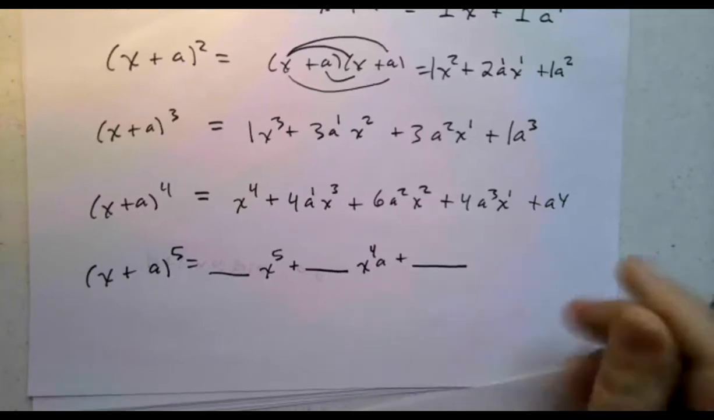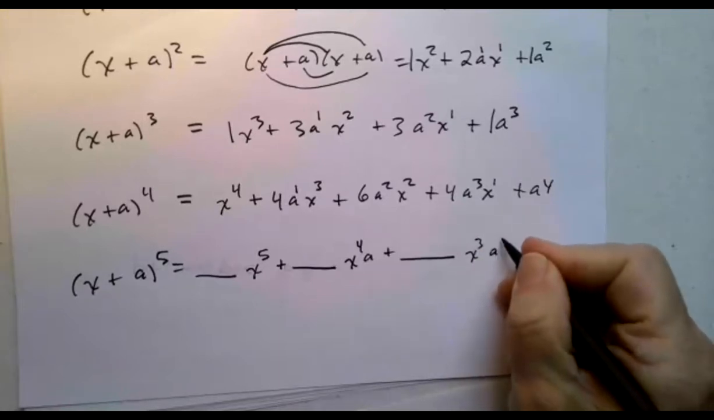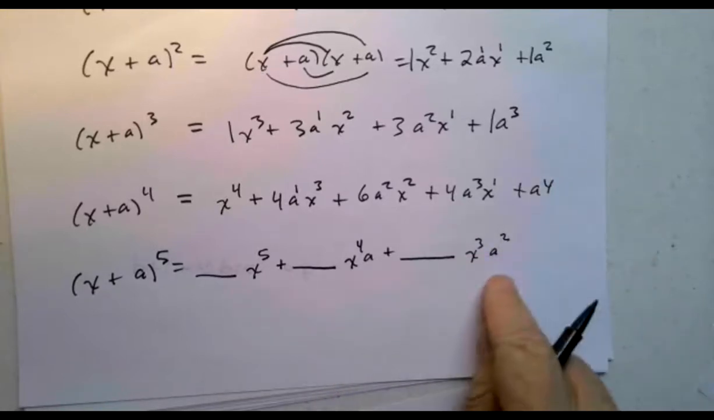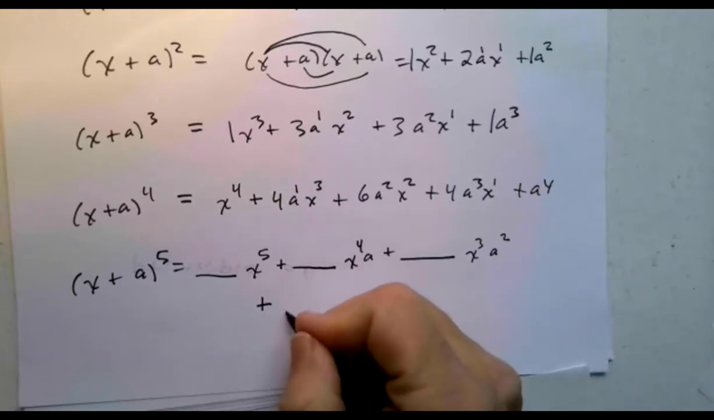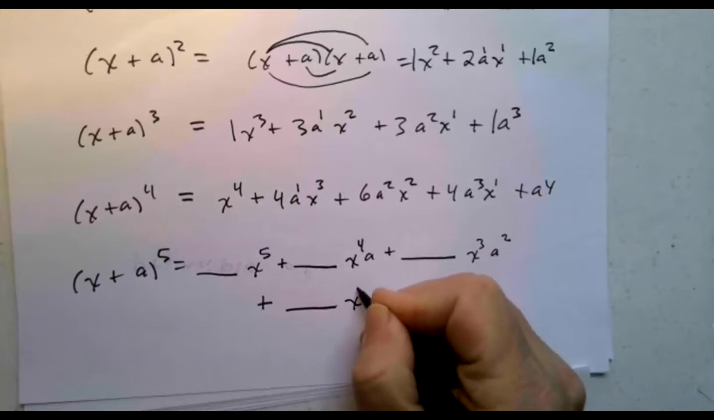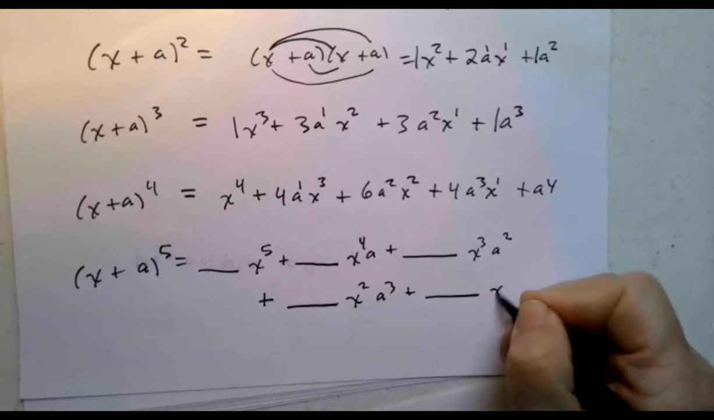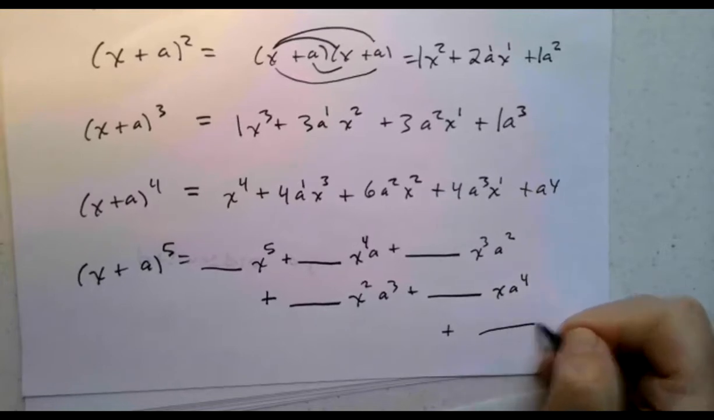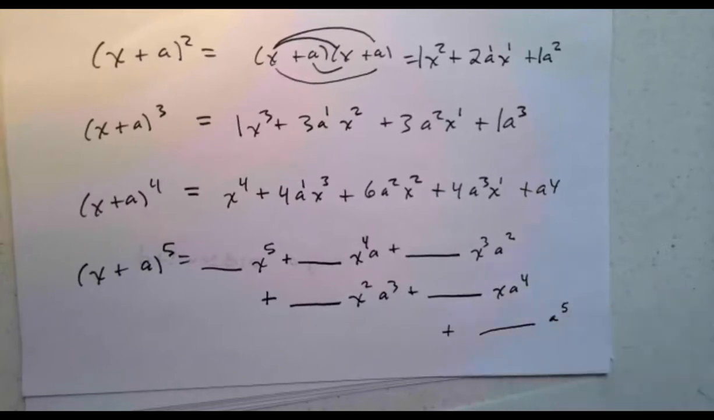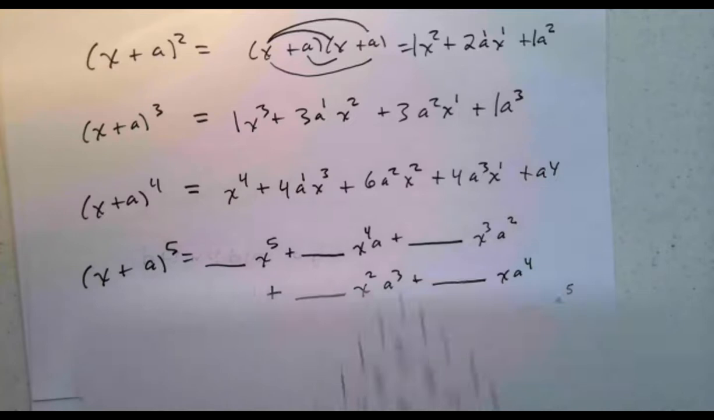Plus the next one would be x cubed a squared. Notice we have decreasing powers of x and increasing powers of a. Next we would have x squared a cubed. Then x a to the 4th. And finally, a to the 5th. So there's your decreasing powers of x and increasing powers of a, so that they all add up to 5. And what did we say that next row is going to be?